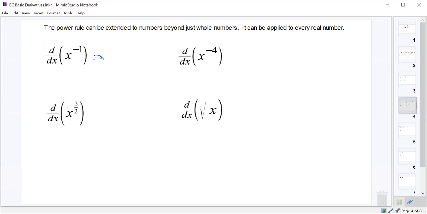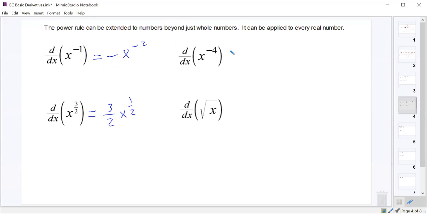Negative x to the negative 2 should be negative x to the negative 2, or we could write that as negative 1 over x squared. What about x to the 3/2? Should be 3/2 x to the 1/2.